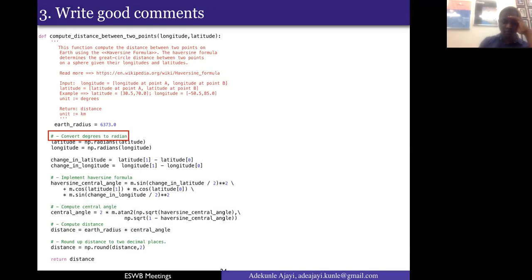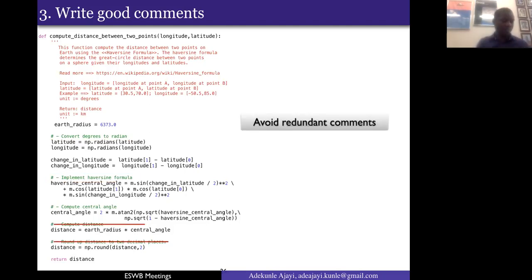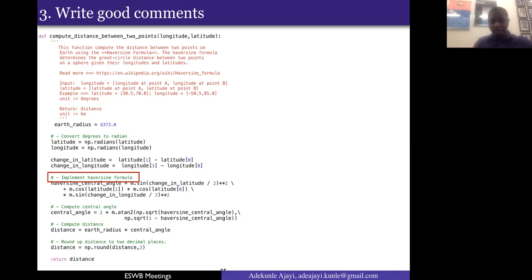Now, here I wrote convert degrees to radian. That's because I'm converting the latitude, which is in degrees, to radian. I'm converting the longitude. It's very important I write that so that whoever gets a hold of my script will understand what I'm doing. Also, I said implement haversine formula. Without me putting that there, that line is just a bunch of code that you don't know anything about. If you don't understand what the haversine formula does, then you don't understand what I'm doing without me writing that comment. So if you want to pass your code across to someone, you want to make the life of that person very easy. Putting that comment there would help the person understand that at this point, I'm implementing the haversine formula. And after that, I'm going to compute the central angle, which I've also written a comment for to show you what that line of code is doing.